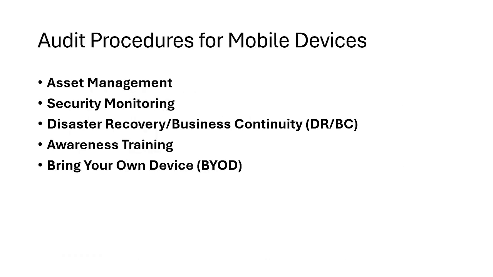Now the next practice, very, very important, is the audit procedure for mobile devices. The first thing is asset management. You have to check whether an asset management process is in place. You have to check whether we can track all the authorized mobile devices, because until and unless you have an inventory, how can you do the audit? So asset management is very important. Ensure that proper monitoring and reporting of the device inventory is done. Otherwise it is difficult to track.